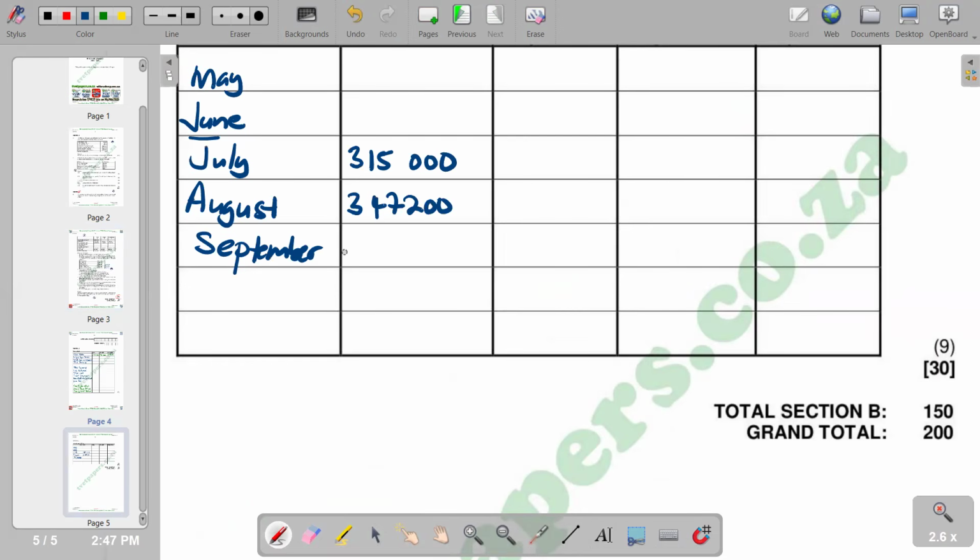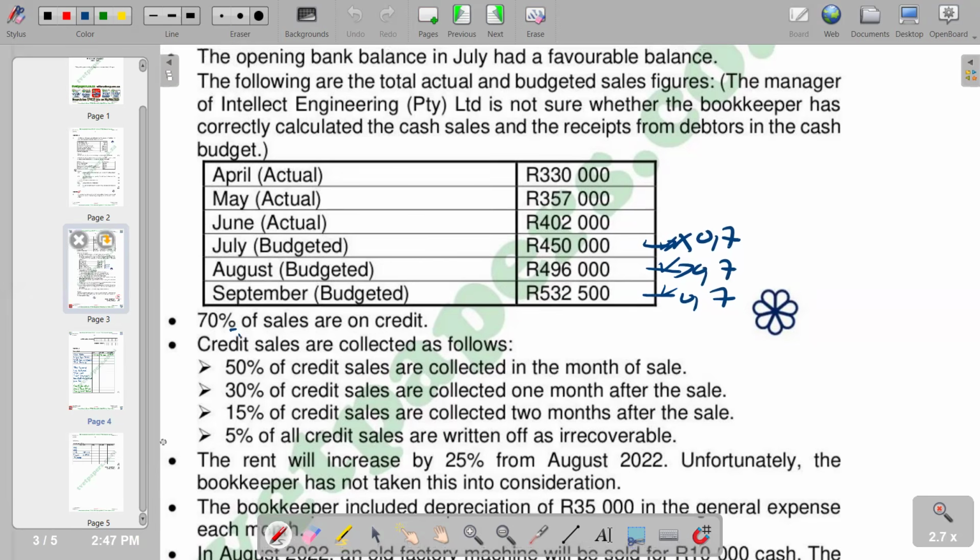And then for September, you are going to multiply 2,500 times 0.7, and you are going to get credit sales of 372,750.